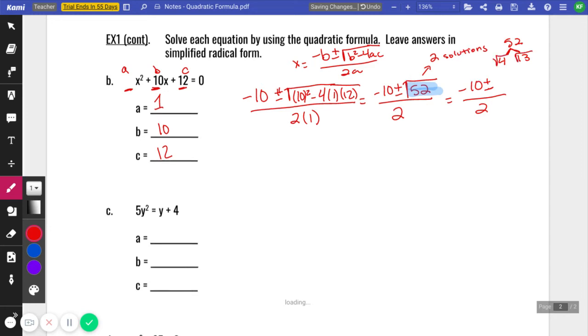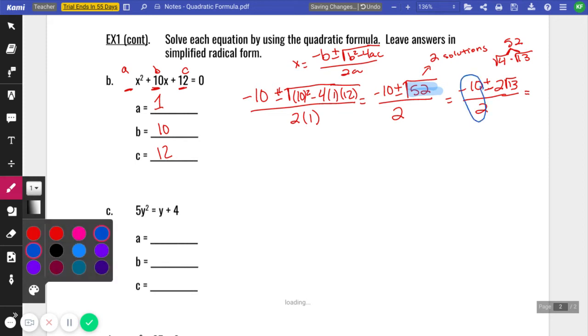So when I simplify the square root of 4 times 13, I end up with 2 square root 13. There's one more step to simplifying this problem. We are going to leave the square root of 13 alone because we can't simplify it anymore. However, negative 10, 2, and 2 can all be simplified by dividing by 2.